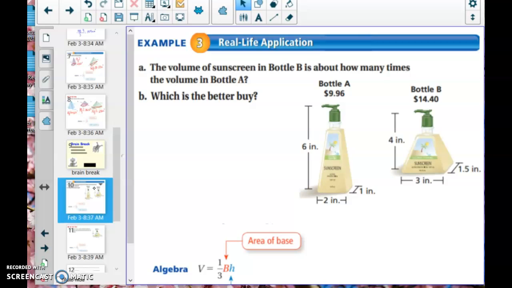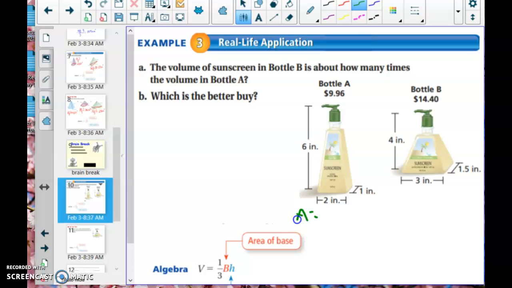So for this real life application, we're going to look at these two sunscreen lotion containers. It says the volume of sunscreen in bottle B is about how many times the volume in bottle A. So what I have to do is find the volume of bottle A and then divide it by the volume of bottle B, so I can find out how many times more is in bottle A than in bottle B. So first I'm going to start with the volume of bottle A.